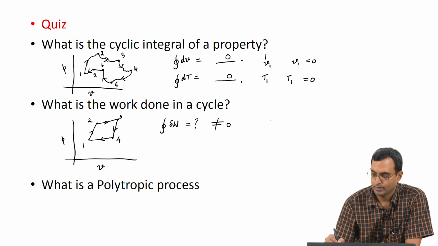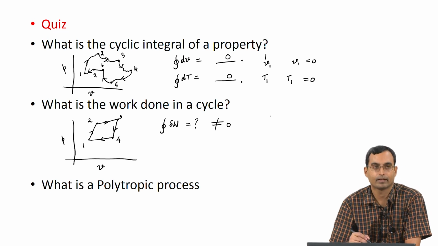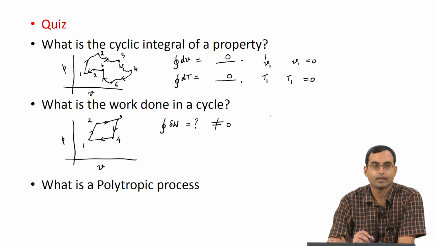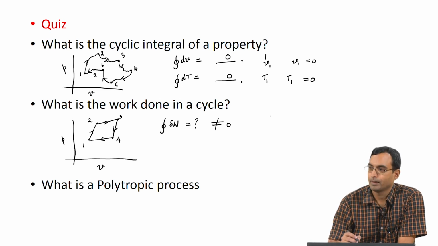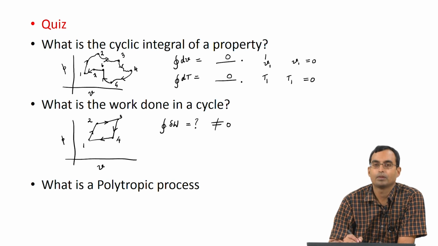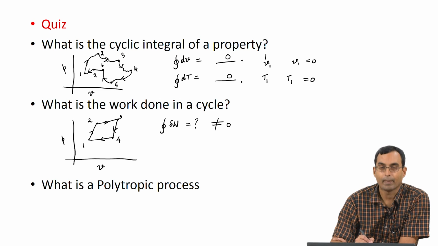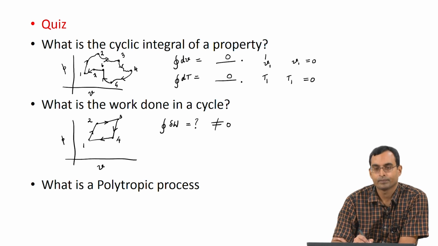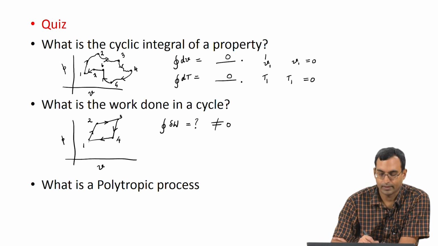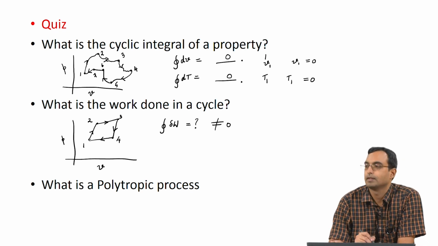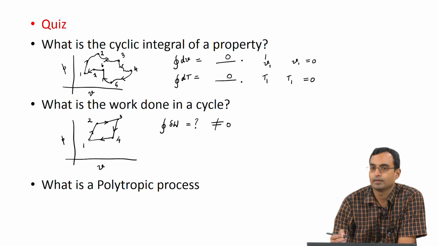The cyclic integral of pressure would be 0, the cyclic integral of volume is 0, the cyclic integral of temperature is 0 and so on. So, for all of these properties the cyclic integral is 0, but for something like work, which we see as a path function, it depends on how we went from point 1 and came back. Going away from point 1, we went from here to some 2, and from 2 to some other 3. Coming back, we did not go back along this line. We came back in some other process, and therefore the cyclic integral of work is non-zero.